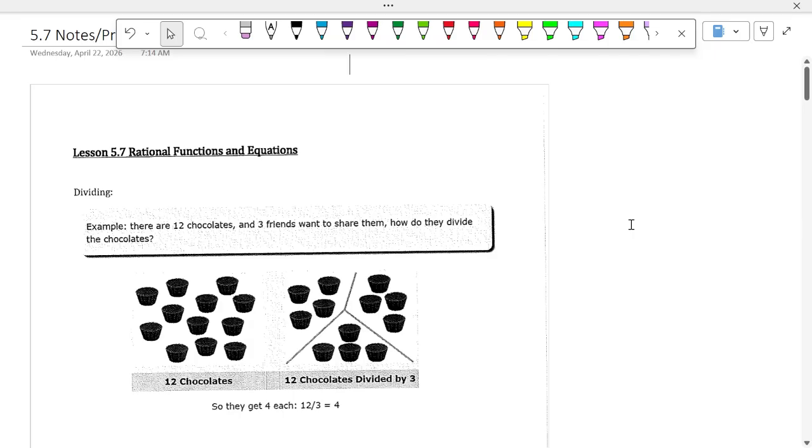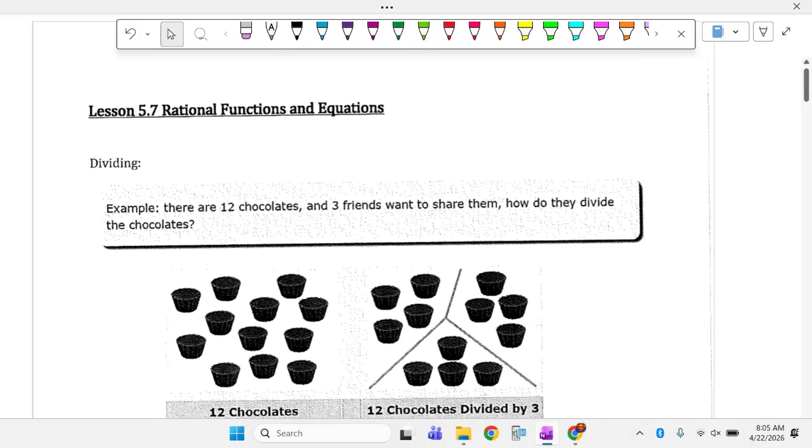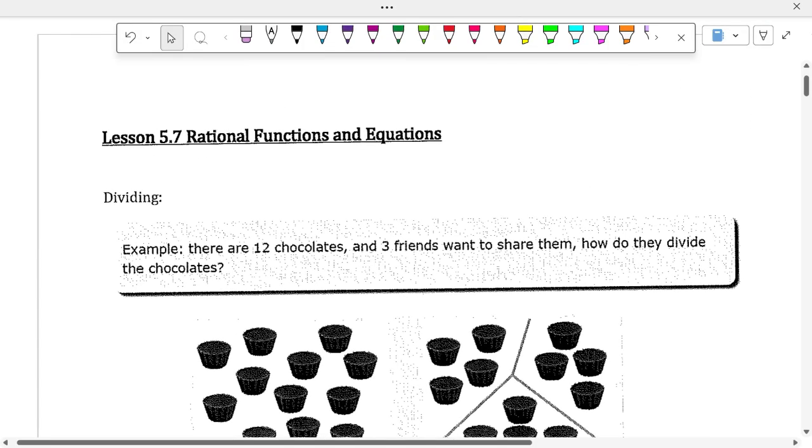All right. So today we're moving away from radical functions and going into a different type of function called rational functions. Now, when you think of the word rational, what mathematical thing comes to mind?